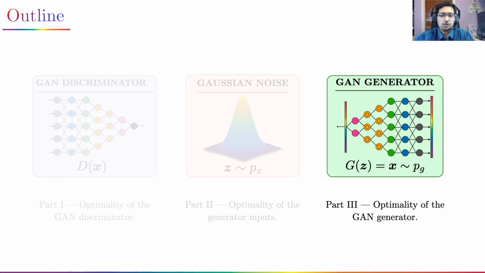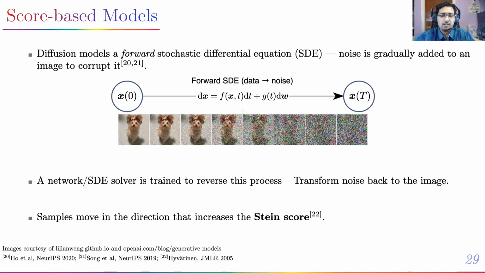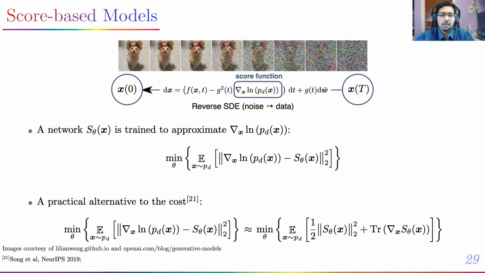Lastly, we move on to the GAN generator. Consider a brief introduction to score-based models. These techniques model the corruption of images with noise as a forward process governed by a stochastic differential equation, or SDE. The generative process reverses this SDE and typically involves the gradient of the log of the density, also known as the Stein score. A neural network is typically trained to model this score, which can subsequently be used for generative modeling using Langevin sampling.